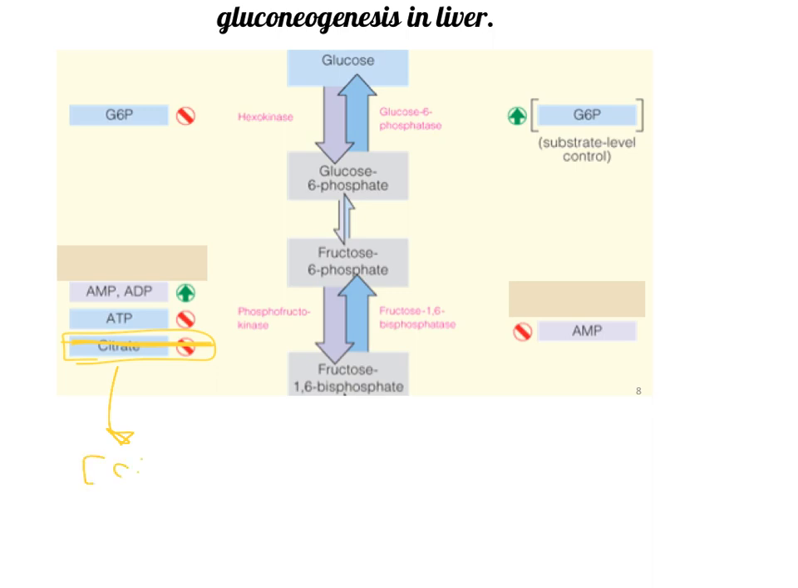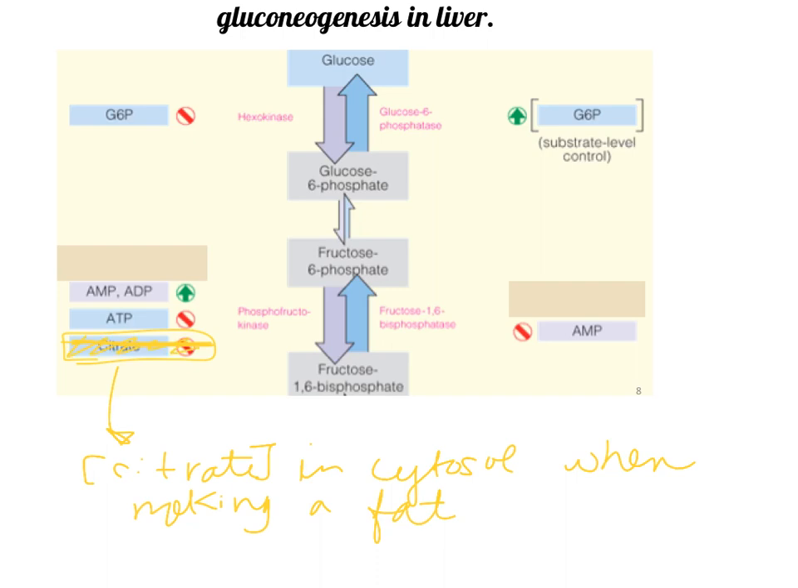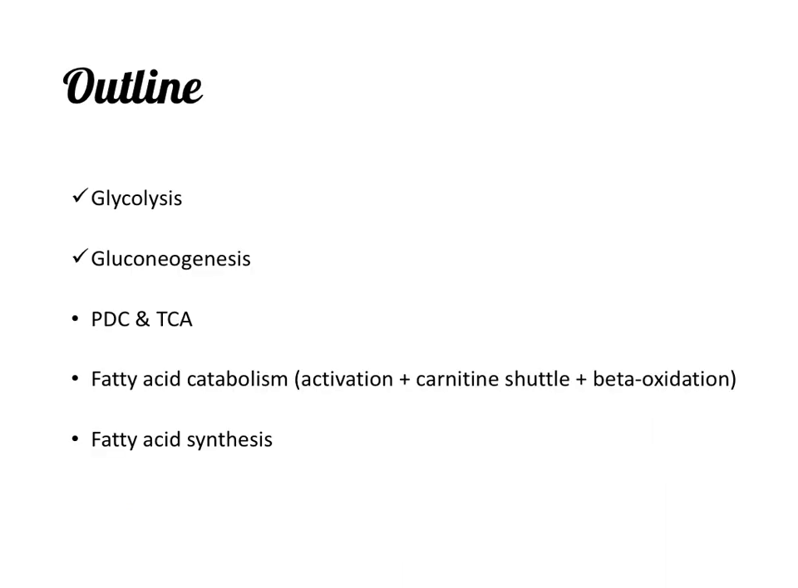Well, you find high concentrations of citrate in the cytosol when you're making a fat. Okay, so that's a high energy signal. That means that, again, glycolysis, TCA, ETC has been running for too long and things need to slow down and turn on to storage. But anyways, you don't need to know citrate in the context of this. Just G6P and ATP and AMP/ADP. All right, moving on, PDC and TCA cycle.